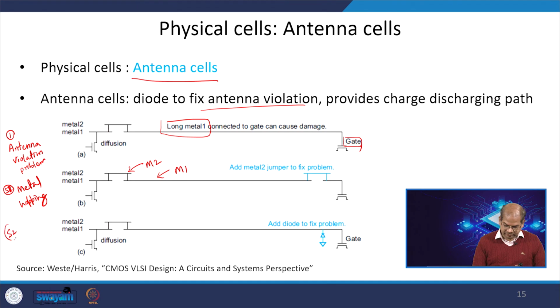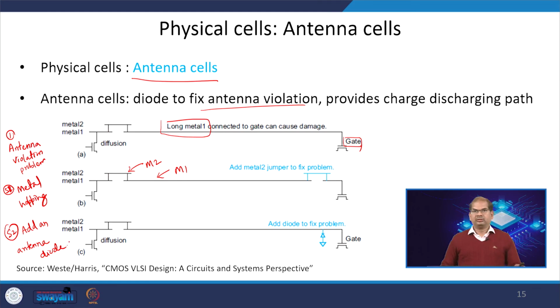The second solution, S2, is to add an antenna diode to the gate of the MOSFET. If you add this diode, then the charge will find a discharge path through the reverse biased diode. So, then the antenna violation should not happen and it will not damage the gate of the MOSFET.